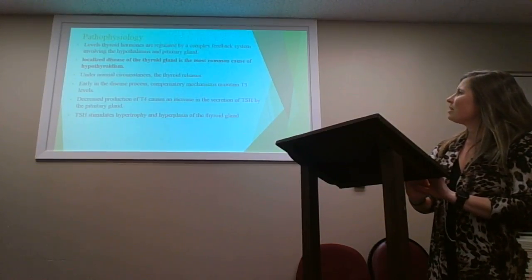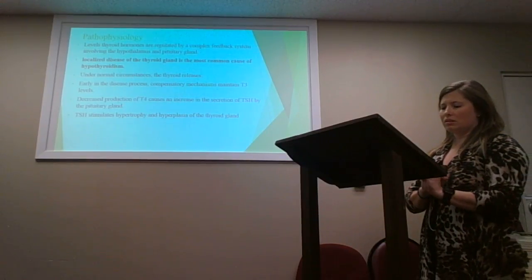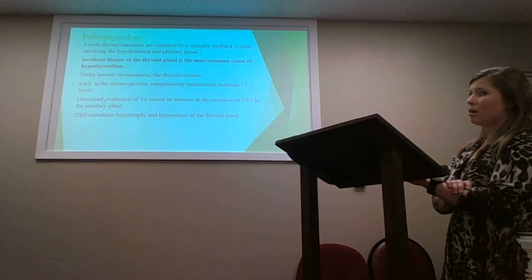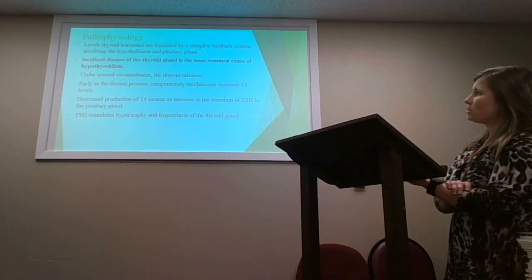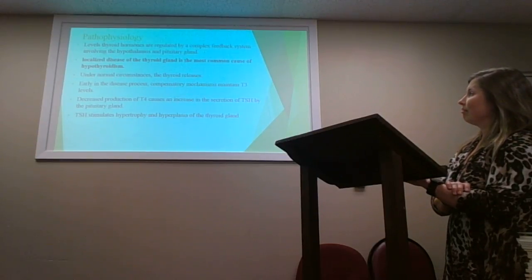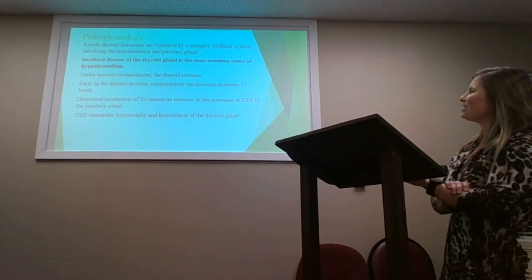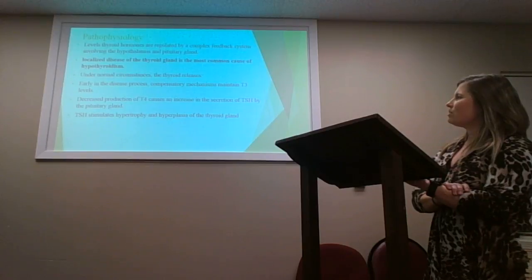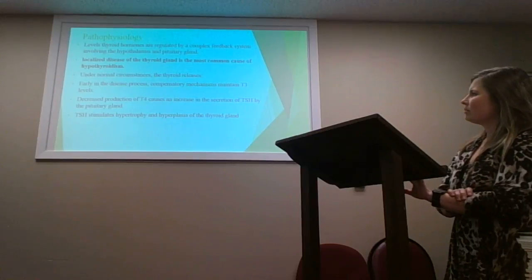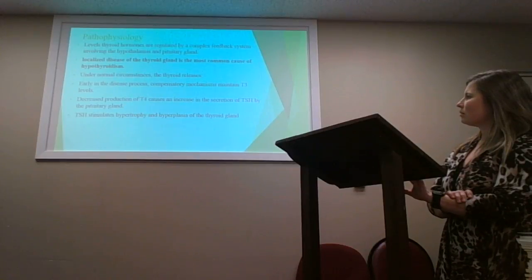Pathophysiology. Levels of thyroid hormones are regulated by a complex feedback system involving the hypothalamus and pituitary gland. Localized disease of the thyroid gland is the most common cause of hypothyroidism. Under normal circumstances, the thyroid releases different forms of the hormone. Early in the disease process, compensatory mechanisms maintain T3 levels. Decreased production of T4 causes an increase in the secretion of TSH by the pituitary gland. TSH stimulates hypertrophy and hyperplasia of the thyroid gland.